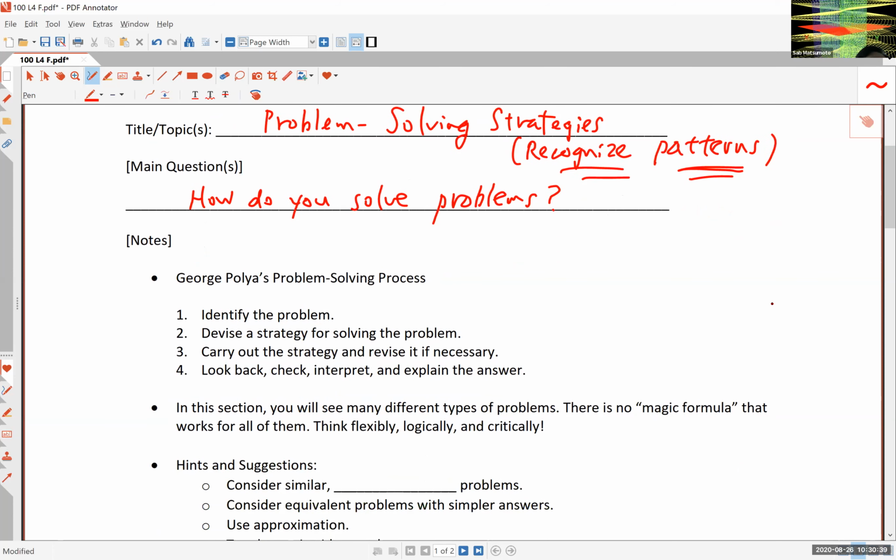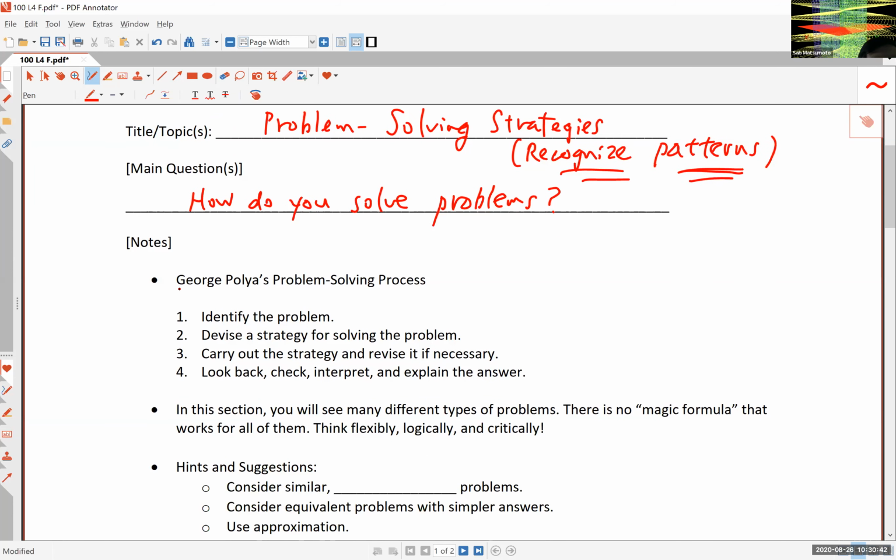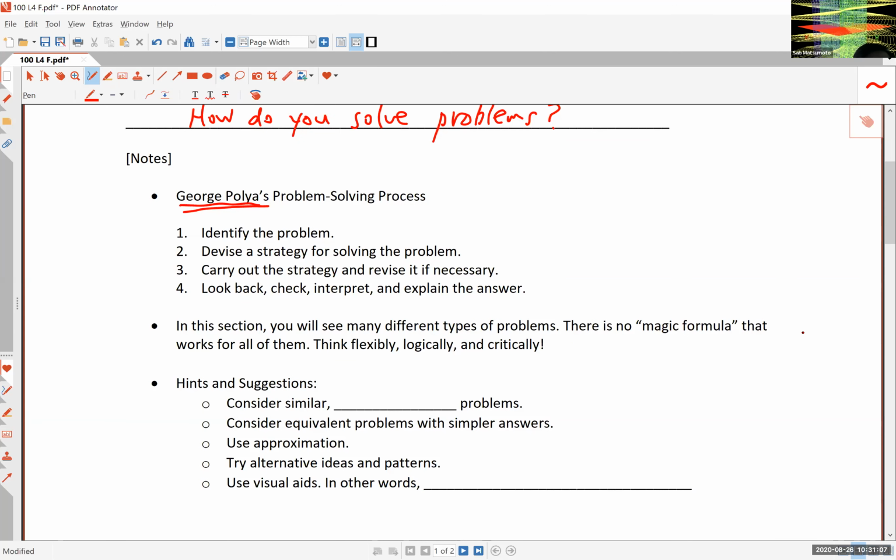Now, there are general patterns that you can follow. George Polya is a famous mathematics teacher and mathematics education expert, and he's written many books. One of the books is Solving Problems, and there is a thing here called George Polya's problem-solving method or problem-solving process, which has become famous among math educators. And this applies to not just math problems, but problems in general.